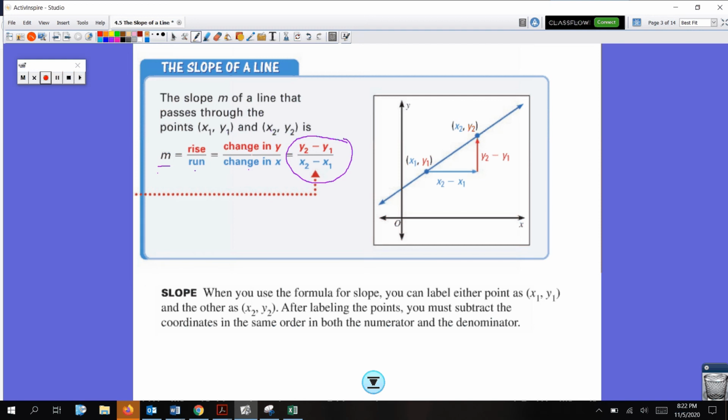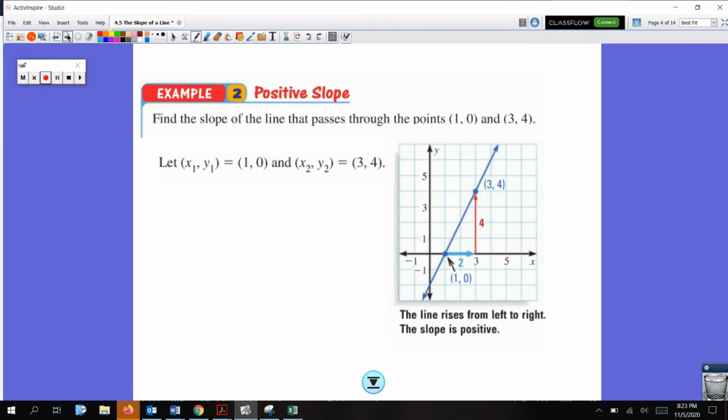I would like you to write this down. And please copy down that formula. So when you use the formula for slope, you can label either point as x1, y1, and the other point as x2, y2. After labeling the points, you must subtract the coordinates in the same order in both the numerator and the denominator. Once I show you an example, that might make more sense. You can pause this video if you still need to copy down that formula or copy down how to use the formula for slope.